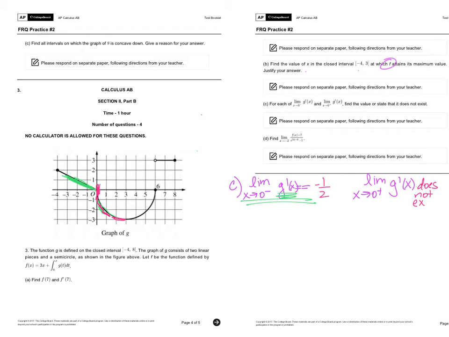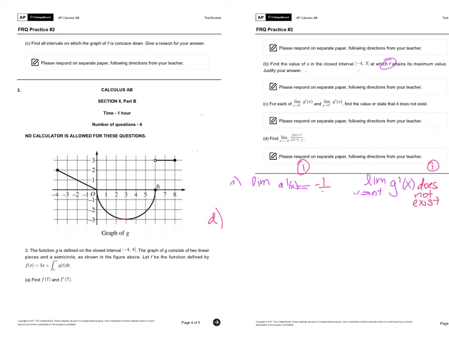And again, I don't like to say equals does not exist. I just like to say it does not exist. And those were each worth a point. No, you don't really have to justify that. That's something you can look at from the graph and give that answer. All right, letter D.